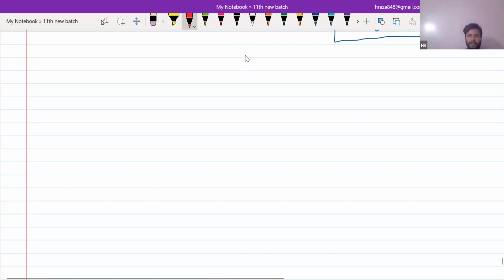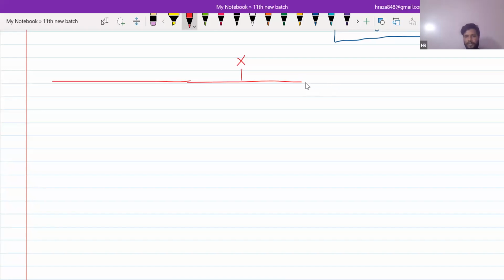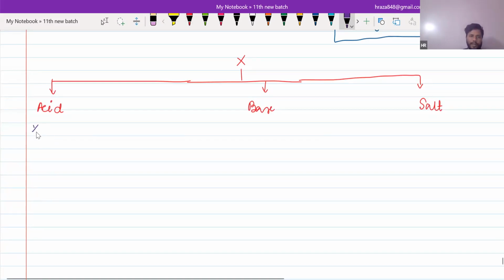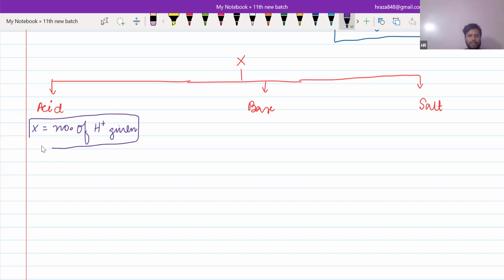See, we have X. So basically, we are going to take three cases of valency factor X. First case is if the compound is acid, then how we are going to calculate valence factor X. And if the compound is base, then how we are going to calculate. And if the compound is salt, then how we are going to calculate X. Now see, for acid, X is equal to number of H plus given. That means, can you recognize whether a compound is acid or not?